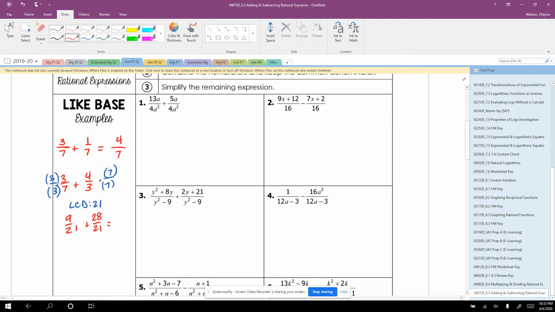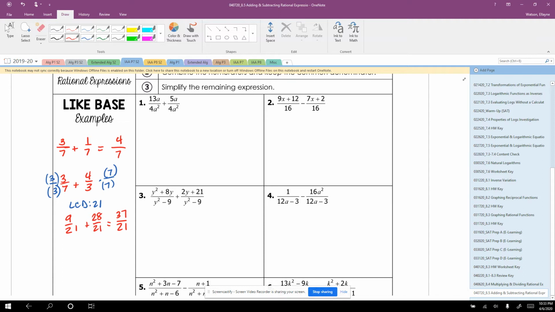And now we have the common denominators, so now we can add those. So the denominator is 21. And then we add the top, 9 plus 28, and we'll get 37. Okay, so using that concept of least common denominator is what we're going to do today.